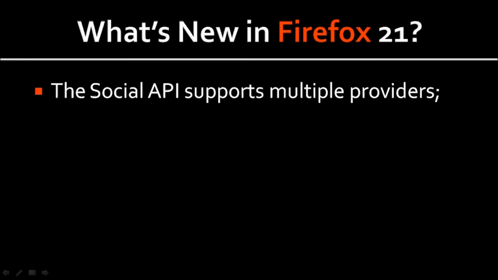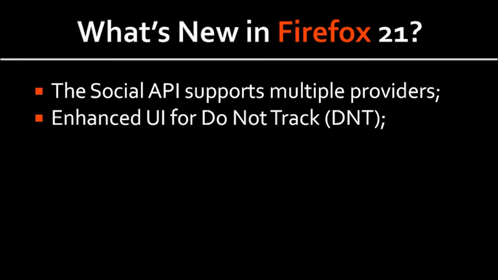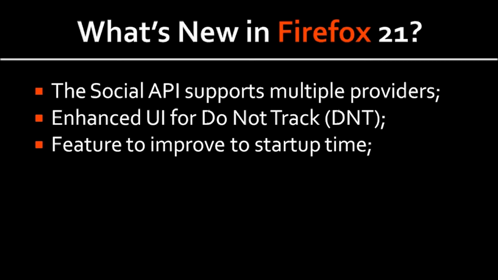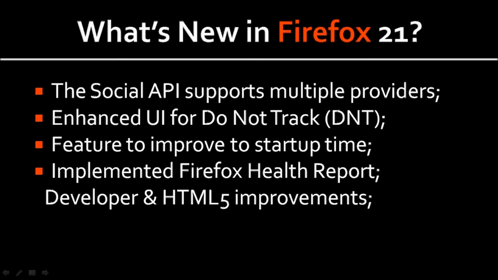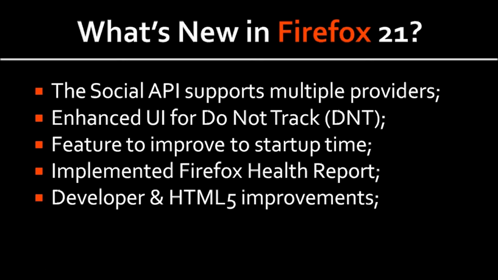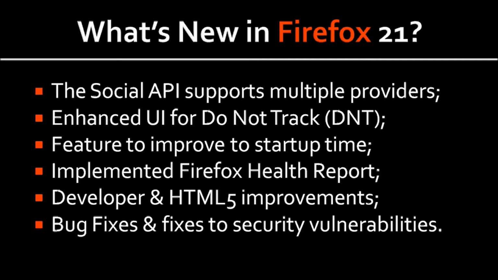Well, first of all, the social API, first introduced in 2012, now supports several other providers. The Do Not Track feature introduced in version 4 has been enhanced. Another new feature is suggestions that Firefox users will receive to improve browser startup time. Firefox Health Report was implemented to help optimize overall browser performance. There are a few enhancements for developers and HTML5 improvements as well, and over 650 bug fixes and fixes to security vulnerabilities were implemented.